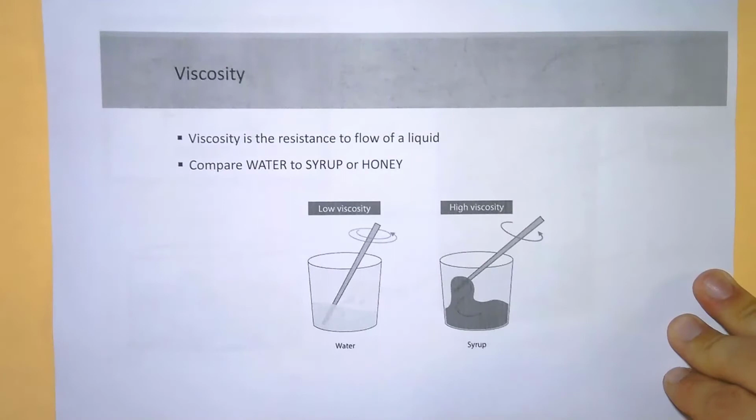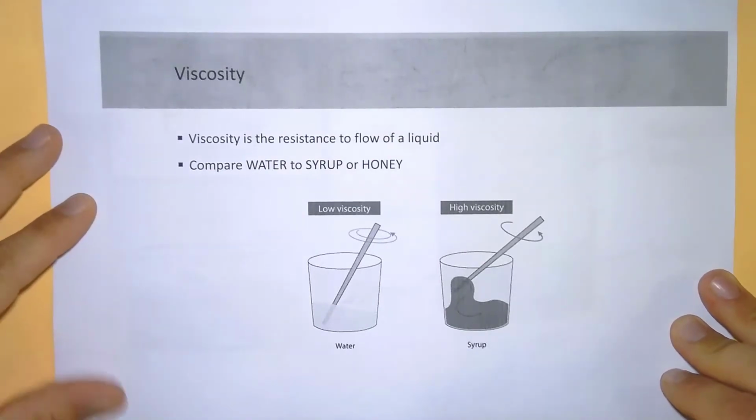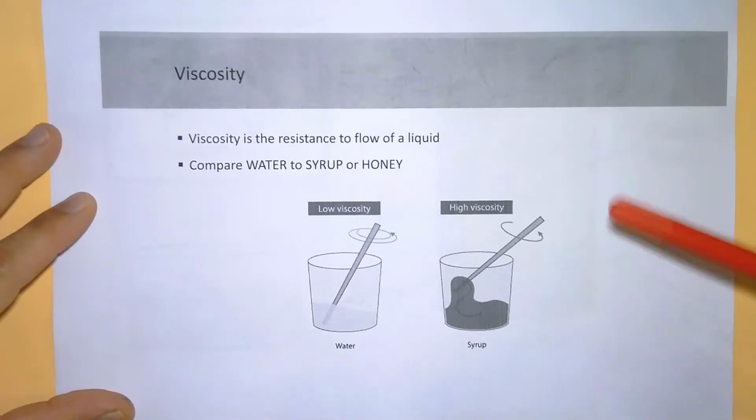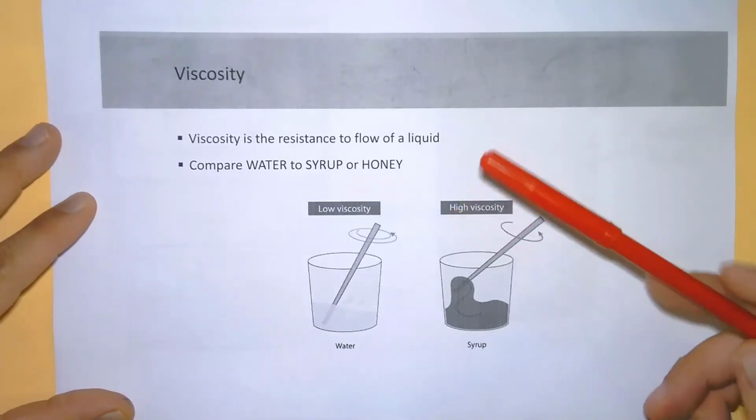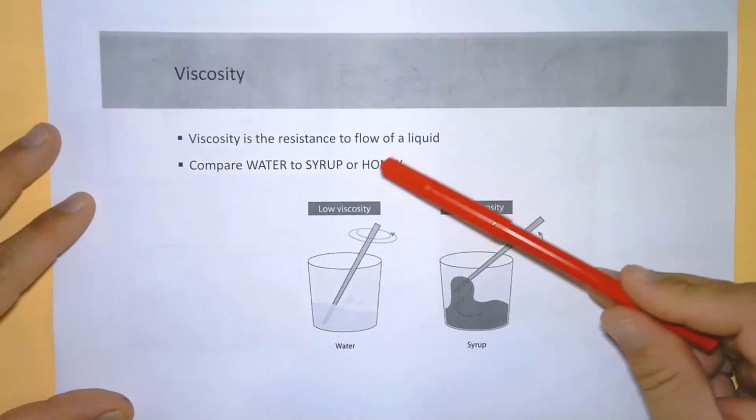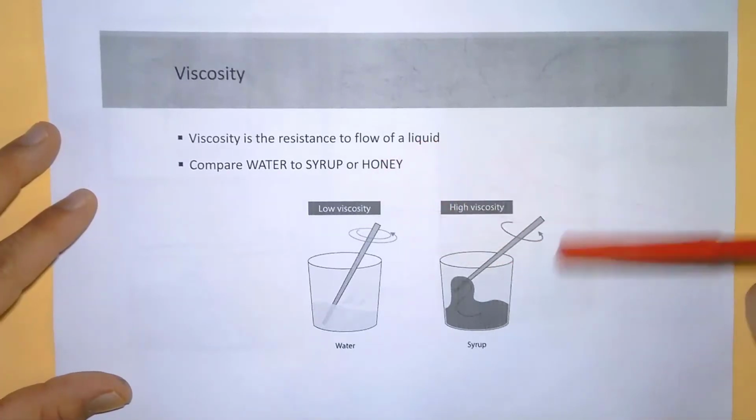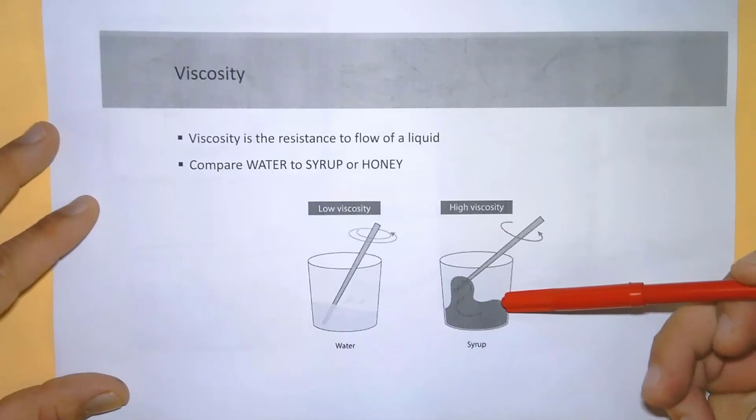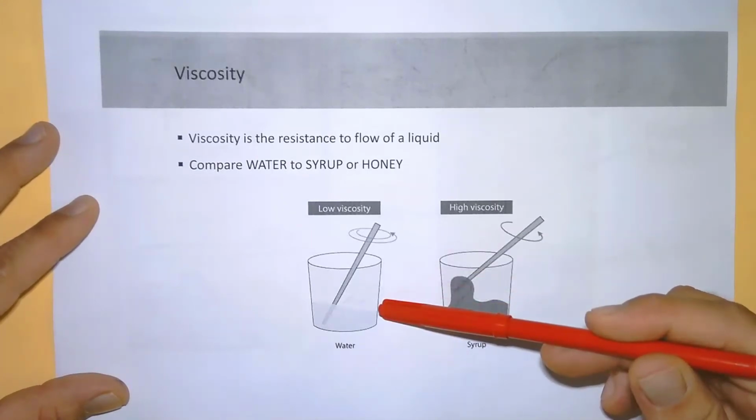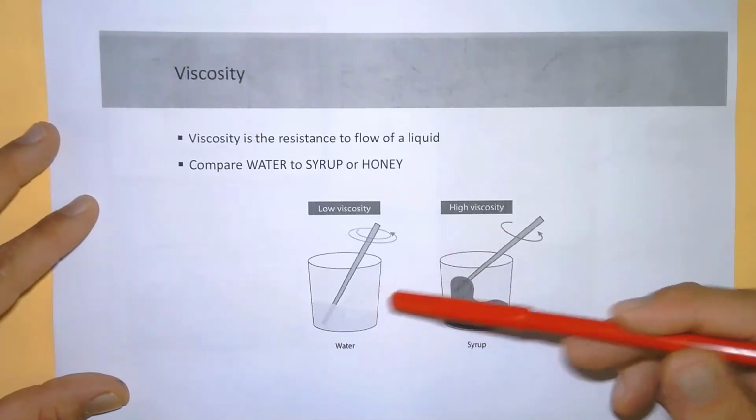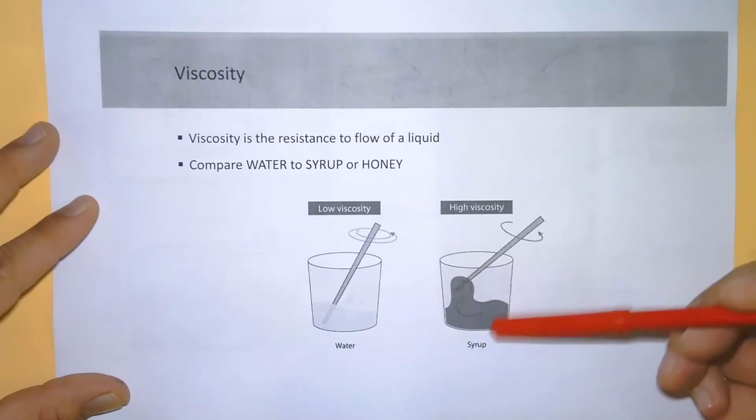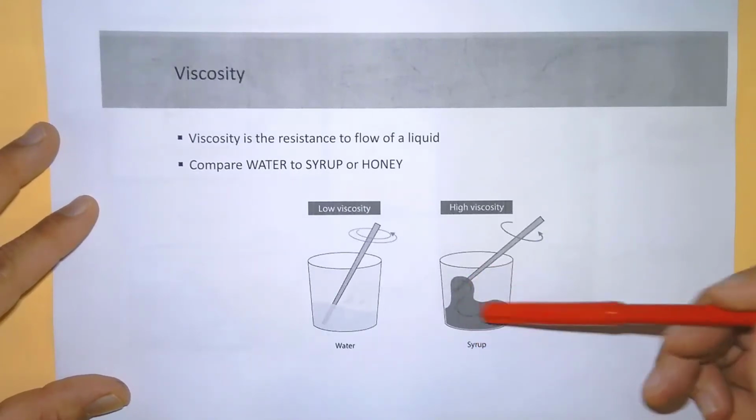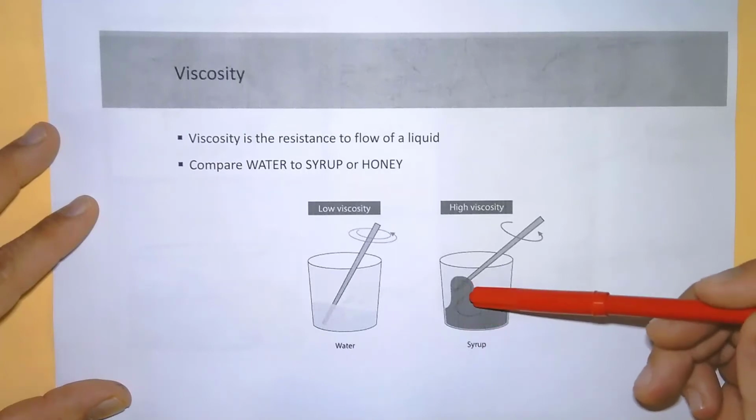So the next property we want to take a look at then is viscosity. Viscosity is the resistance to flow of a liquid, and here we can compare water and syrup to each other. Let's say for instance you have a glass of water and you have a glass full of syrup. If you take the glass of water and you stir it, it's very easy to stir. Syrup, you can feel it's more sticky, it's more thick, it's difficult to stir.